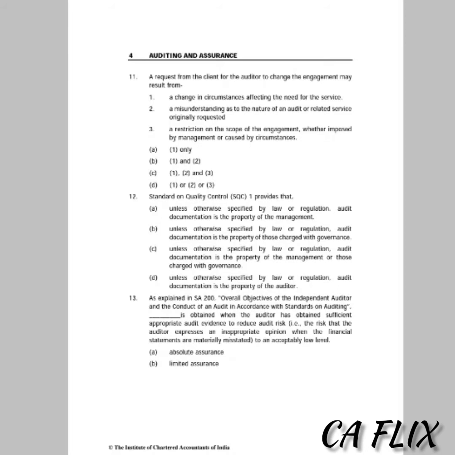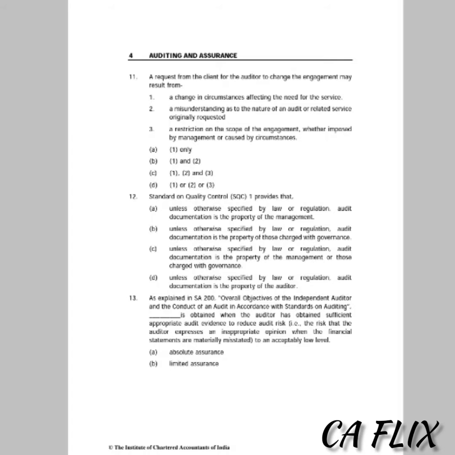Question 12. Standard on Quality Control SQC 1 provides that: Option A, unless otherwise specified by law or regulation, audit documentation is property of management. Option B, unless otherwise specified by law or regulation, audit documentation is property of those charged with governance. Option C, unless otherwise specified by law or regulations, audit documentation is property of management or those charged with governance. Option D, unless otherwise specified by law or regulation, audit documentation is property of the auditor.